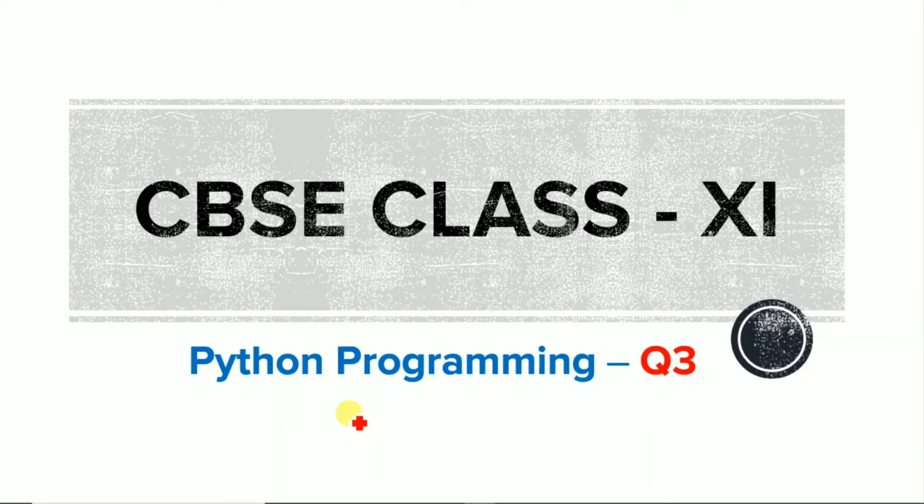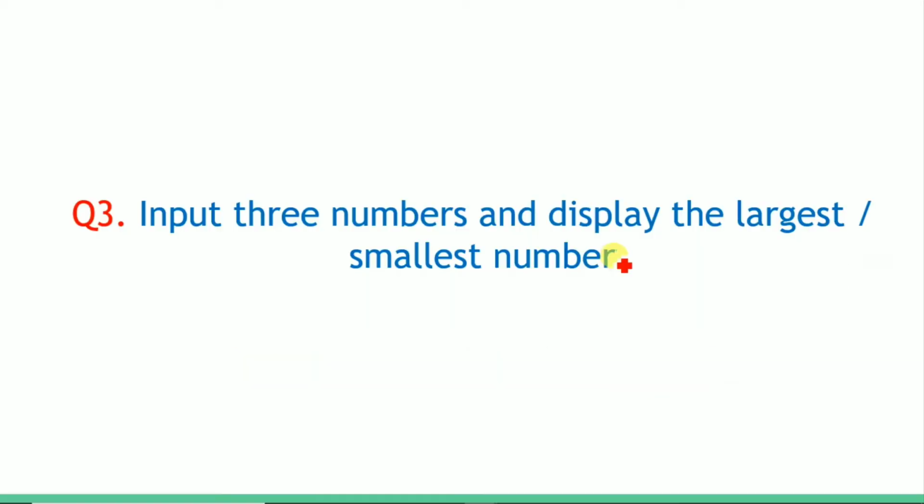Hello friends, today we will discuss the third question of Python programming of CBSE class 11. The question is: input 3 numbers and display the largest or smallest number. Here we have to take 3 numbers as input from the user and display the largest or smallest number. We will write this program on Jupyter Notebook as well as Python IDE.